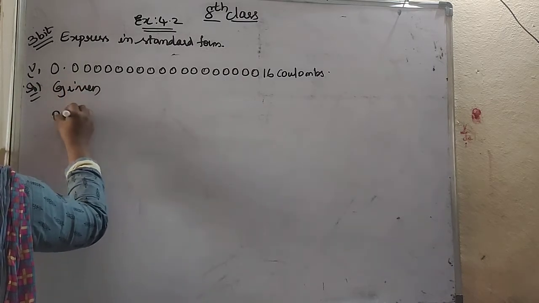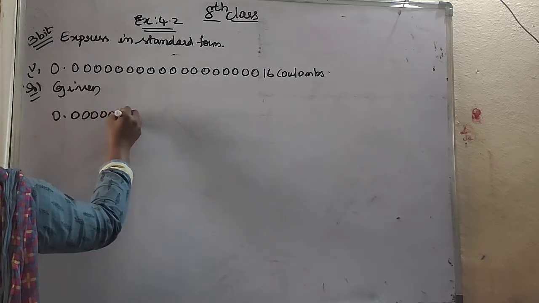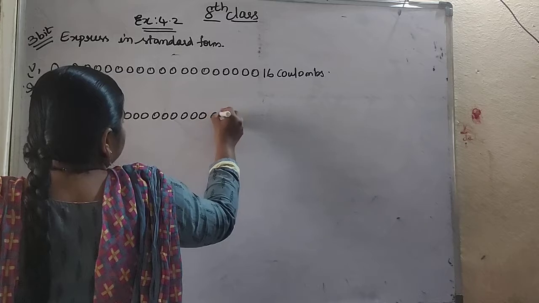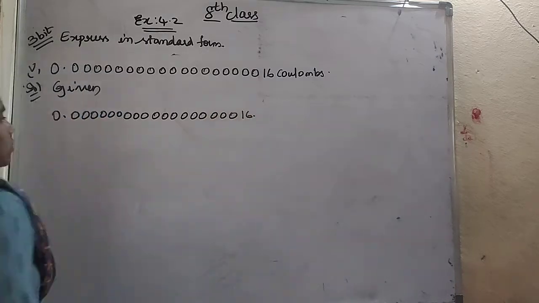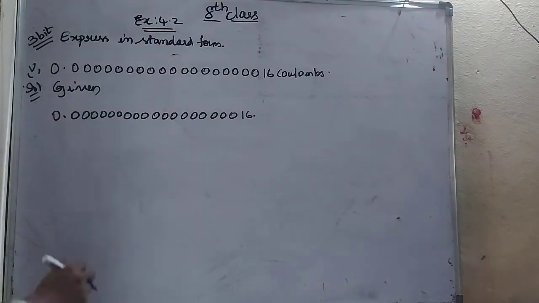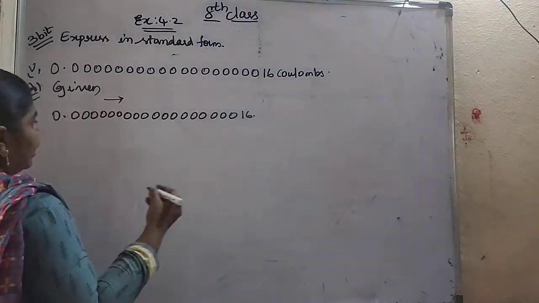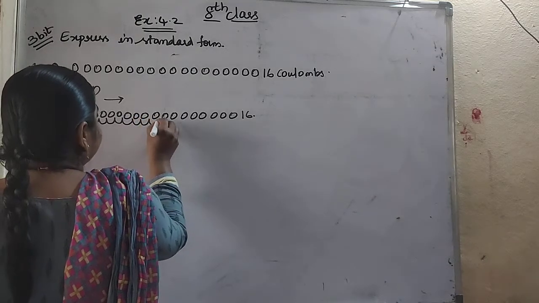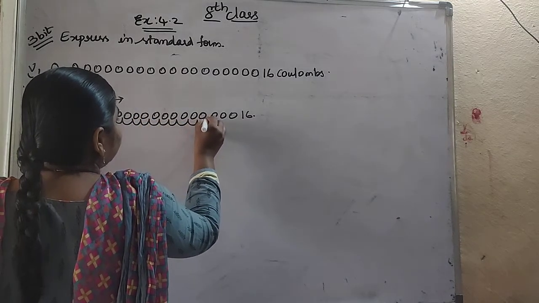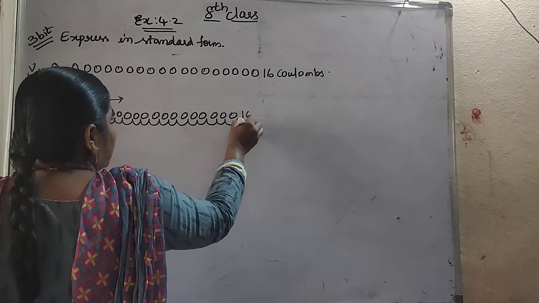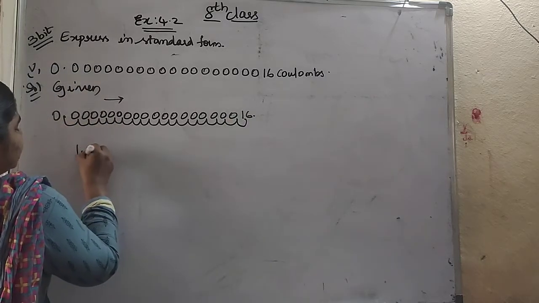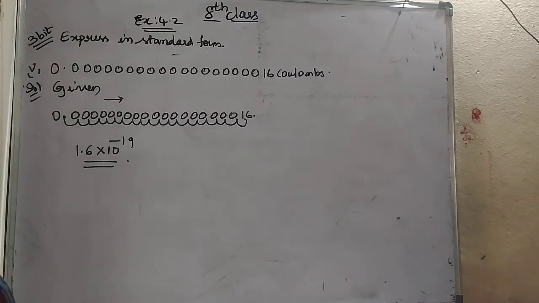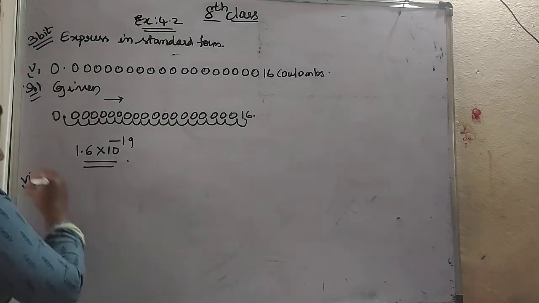So given 0.1, 2, 3, 4, 5, 6, 7, 8, 9, 10, 11, 12, 13, 14, 15, 16, 17, 18, 1, 6. So this is the smallest number. So we have to move to the right side and the power will be negative. So 1, 2, 3, 4, 5, 6, 7, 8, 9, 10, 11, 12, 13, 14, 15, 16, 17, 18, 19. So it will be 1.6 into 10 power minus 19 is our answer. So this is our fifth question.